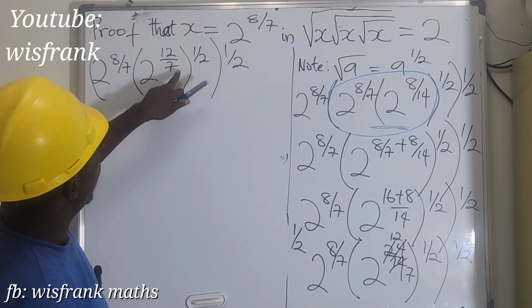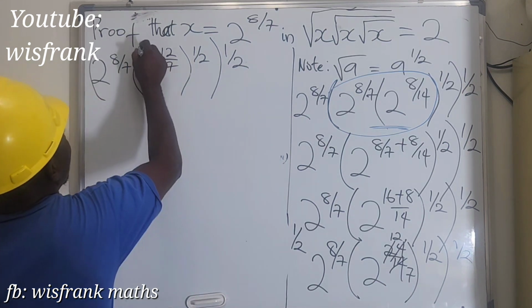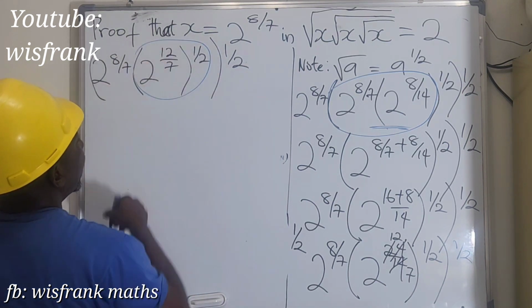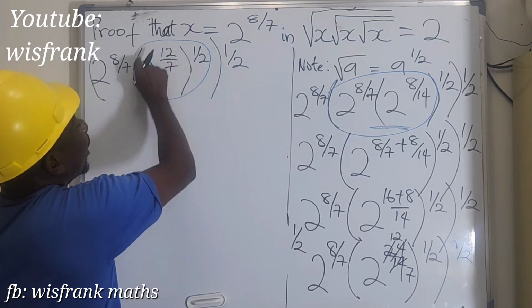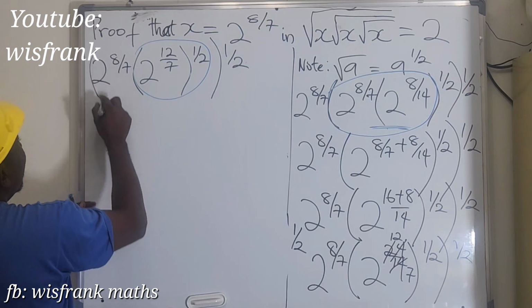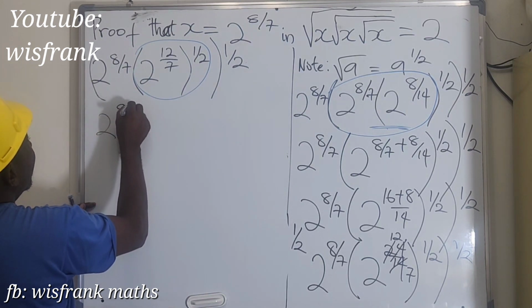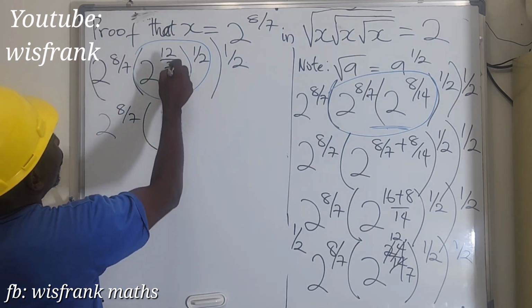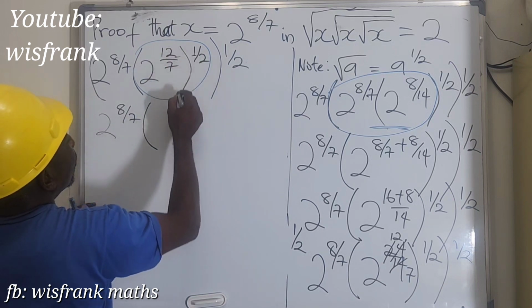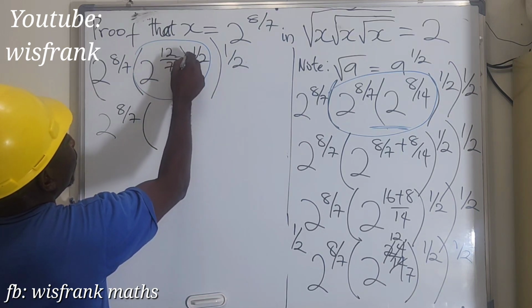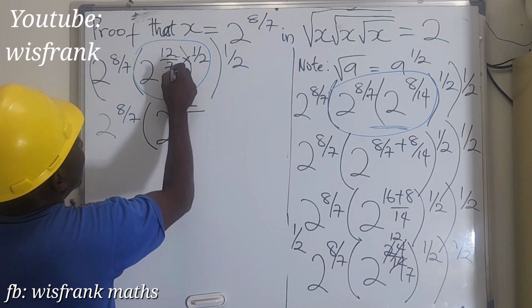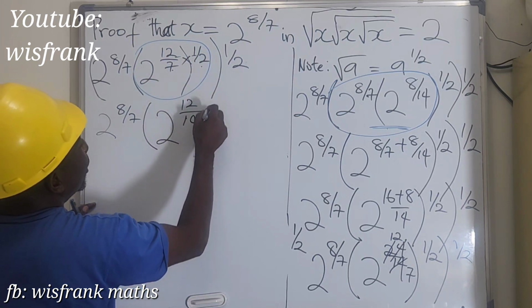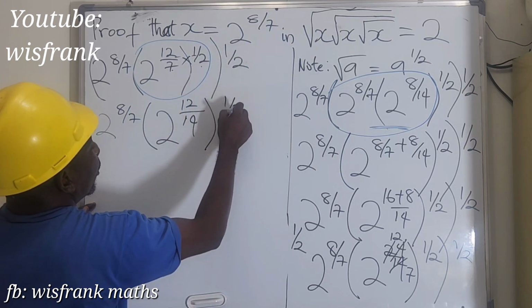So now we need to work with this. So we have this to evaluate. As we said, evaluating this bracket that we circled, we bring down this one. We have 2 raised to the power of 8 all over 7 into, so we have 12 times 1. So this is multiplication. 12 times 1 is 12. So we have 2 raised to the power of 12 all over 7 times 2, which is 14. Then we bring down 1 all over 2.